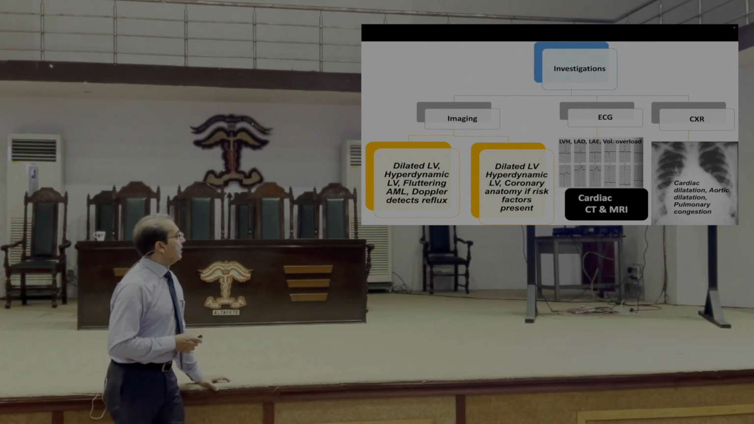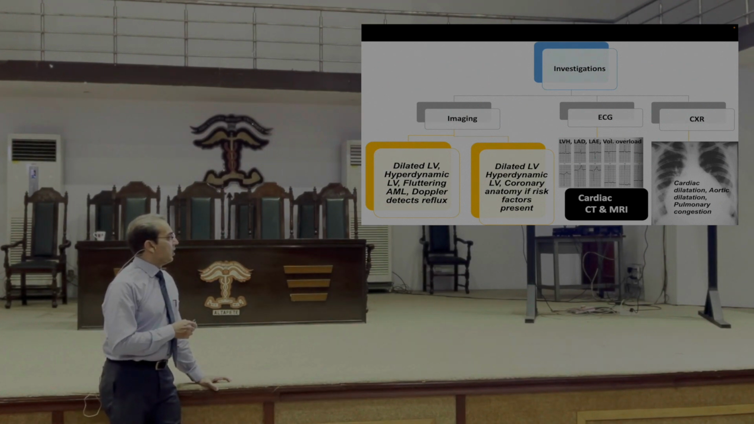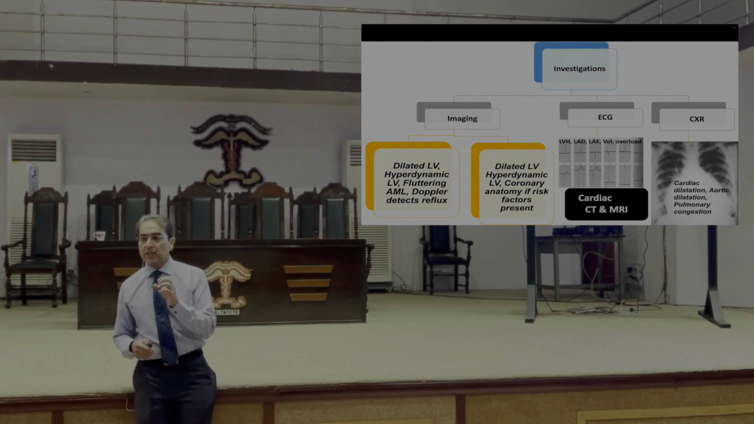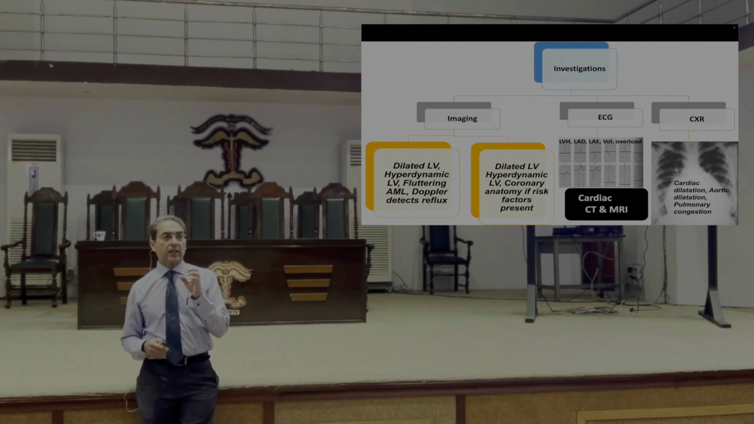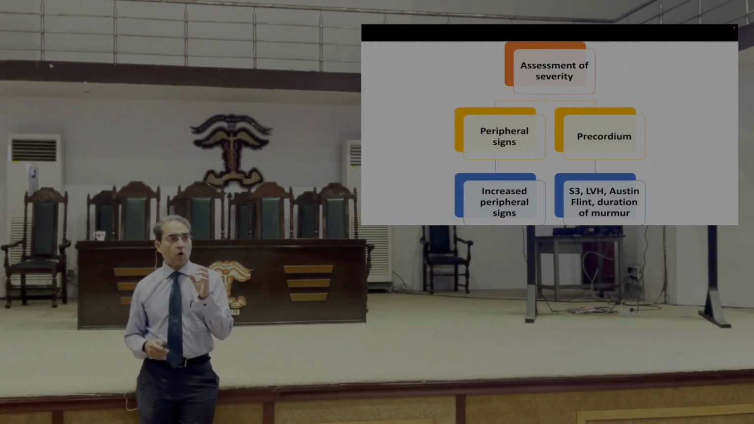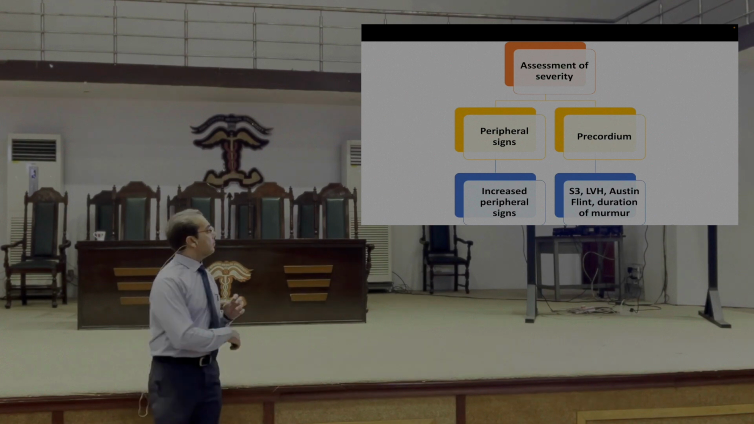Similar changes can be seen in angiography, and we can go for cardiac CT and MRI as well. So among these investigations, particularly the MRI, it's a newer investigation and it gives a very good picture of the aortic valve apparatus.